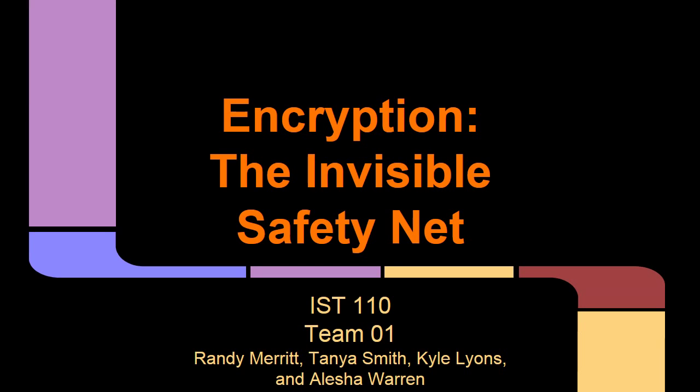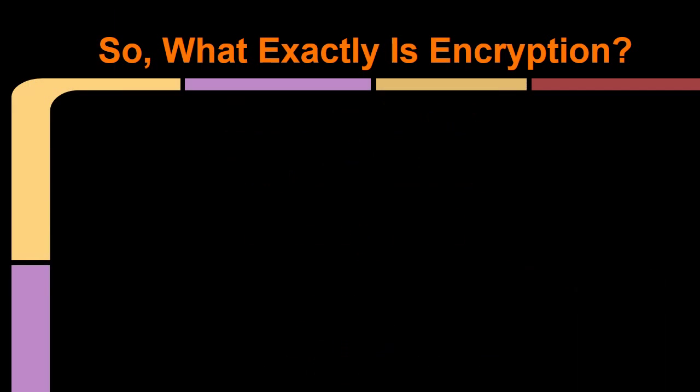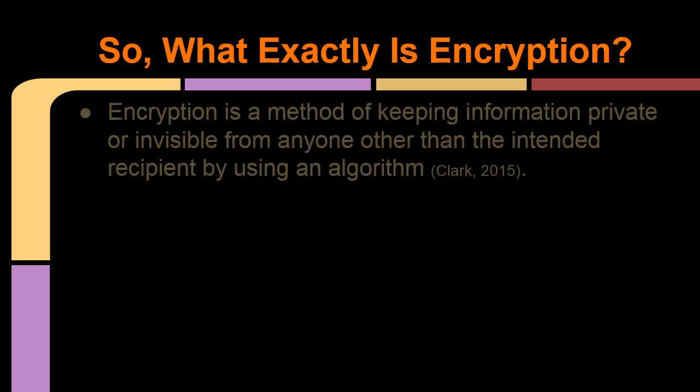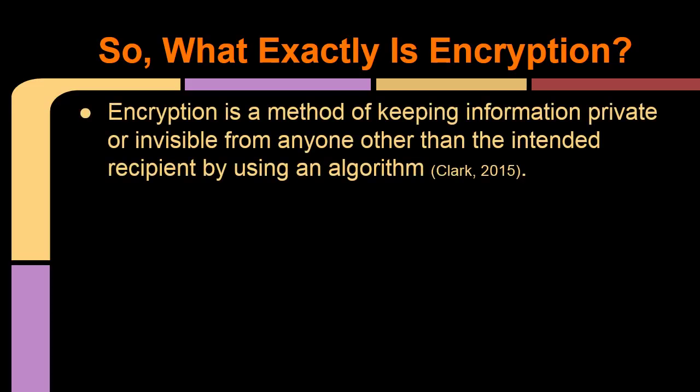Encryption, the invisible safety net. So what exactly is encryption? Encryption is used to protect transmitted information by scrambling the information to keep it private.